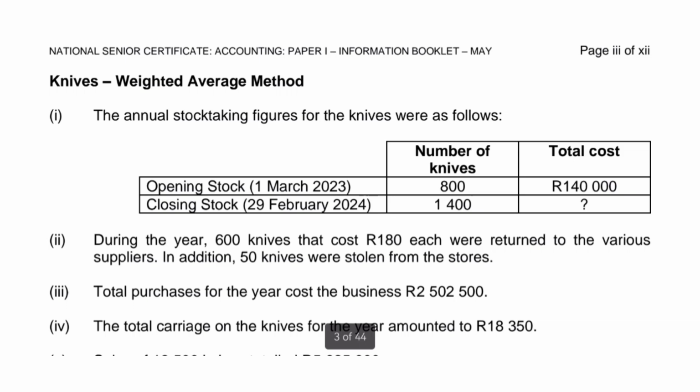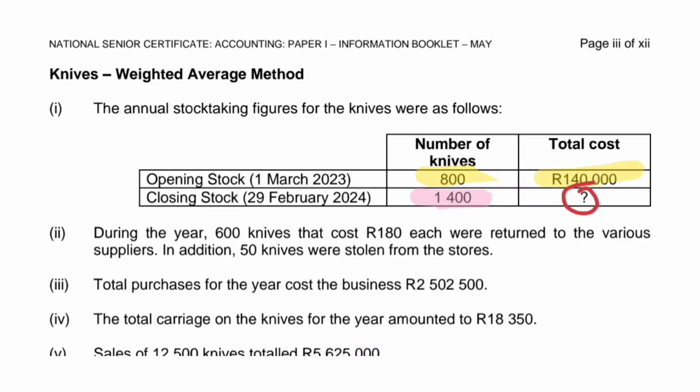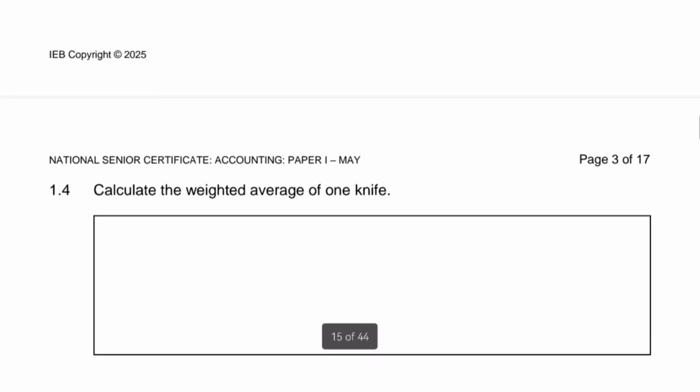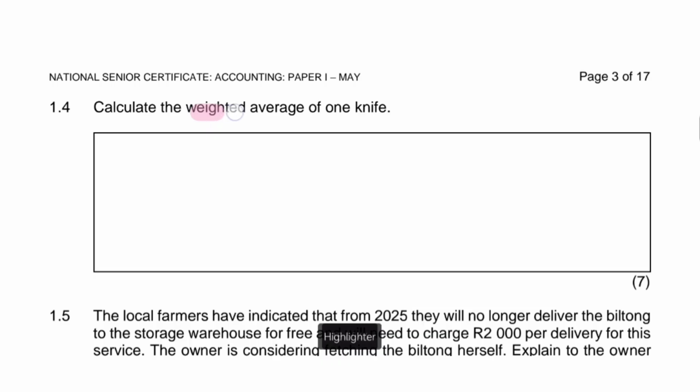Now, moving on to the next question, what do we have? The information that we have is relating to knives for the same business. This time around, we are looking at the weighted average method. And we can see that we started off with 800 knives and they cost us 140,000 rand. And the closing stock is 1,400 knives. And we are not given the cost. If we look at the questions, we are required to calculate the number of knives that we have purchased during the financial year. And we are also required to calculate the weighted average price of one knife.